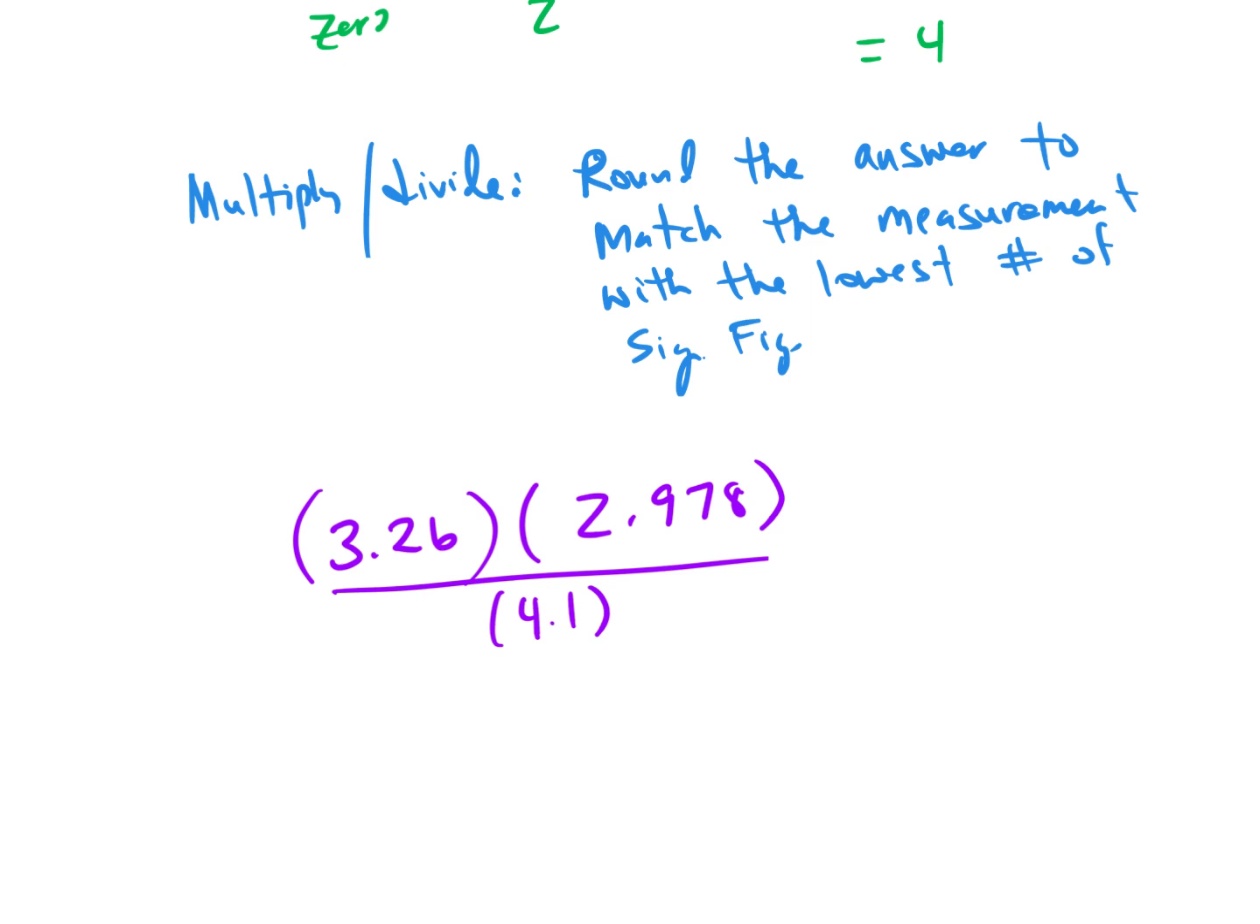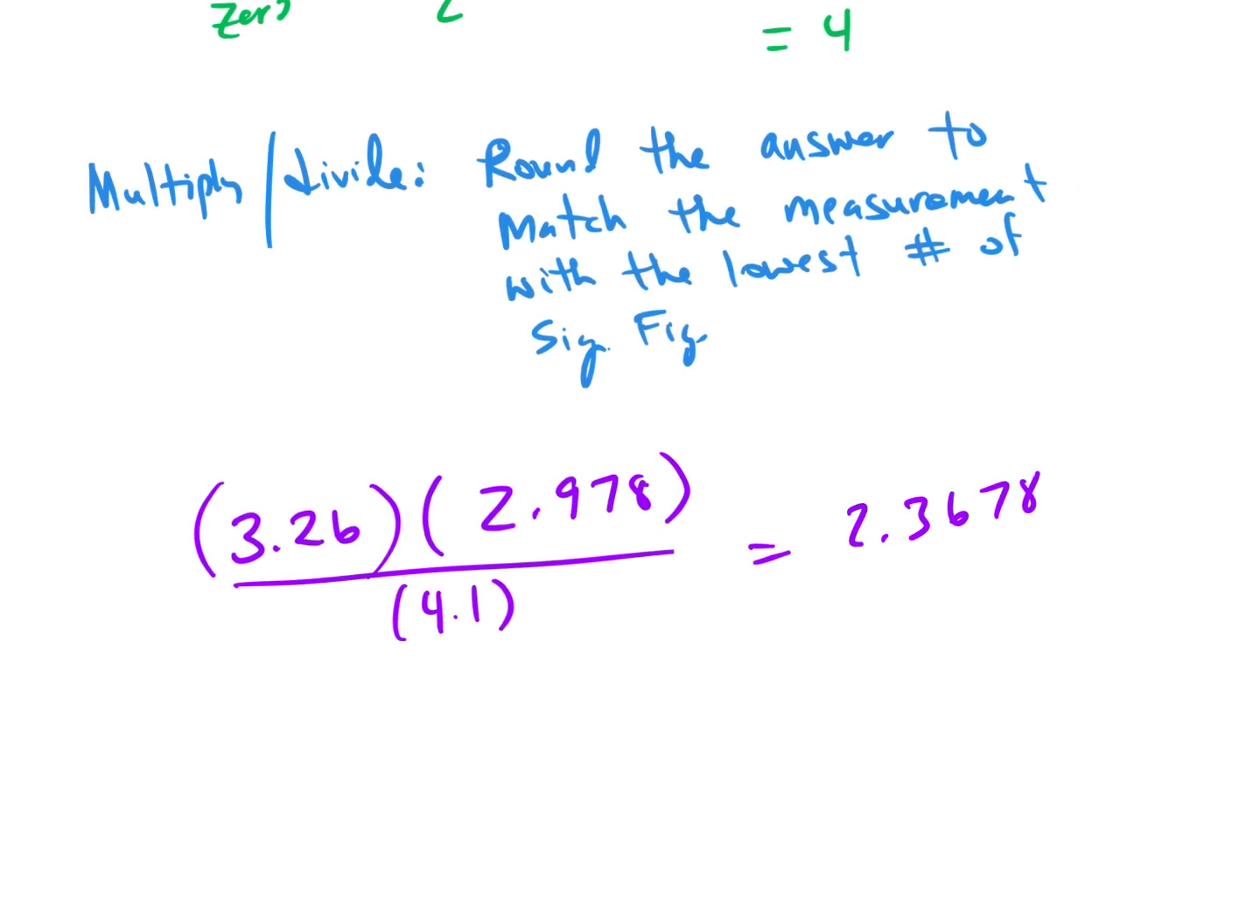Okay? All right, what does the calculator give us without rounding? It's 2.3678. Whoa. It's too, slow down. No, go ahead.